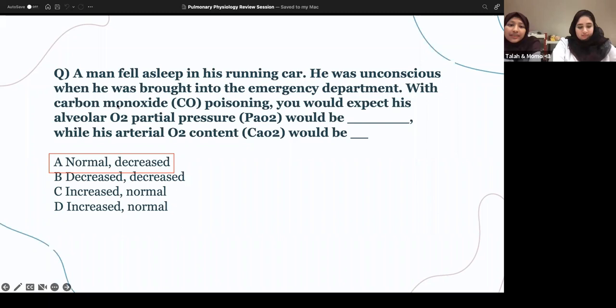Yeah, so the main idea is that alveolar O2 partial pressure wouldn't change because it doesn't affect your breathing. But in the blood, since carbon monoxide takes up much of the space in hemoglobin, there's less chance for oxygen to go into the blood, so there's less oxygen content in the blood. Exactly, and the partial pressure of the oxygen is not going to change. I don't know, it's not affected usually, even if the binding sites are occupied by CO.